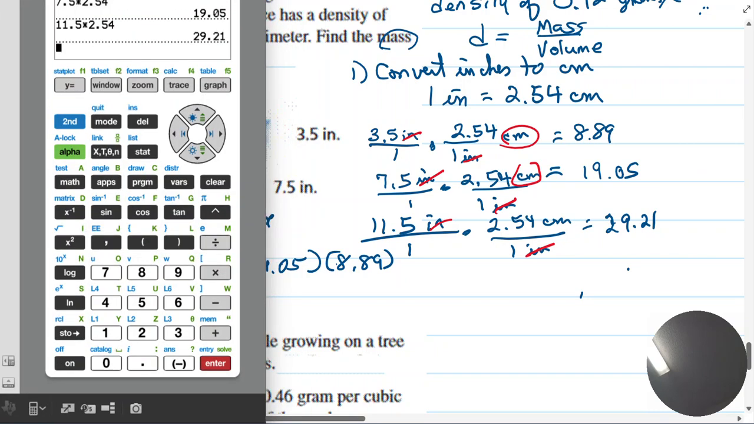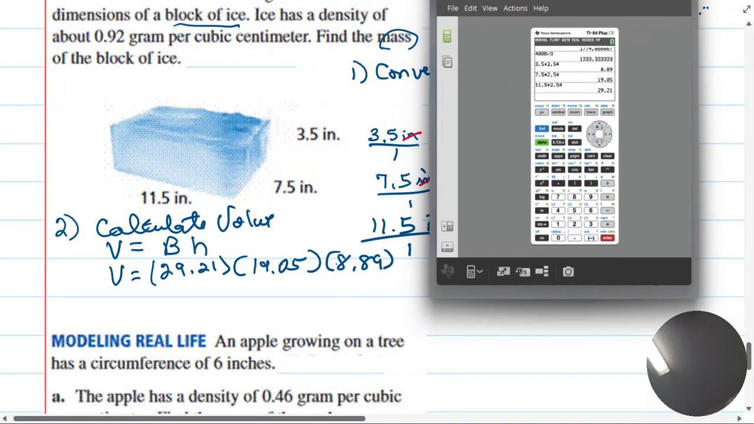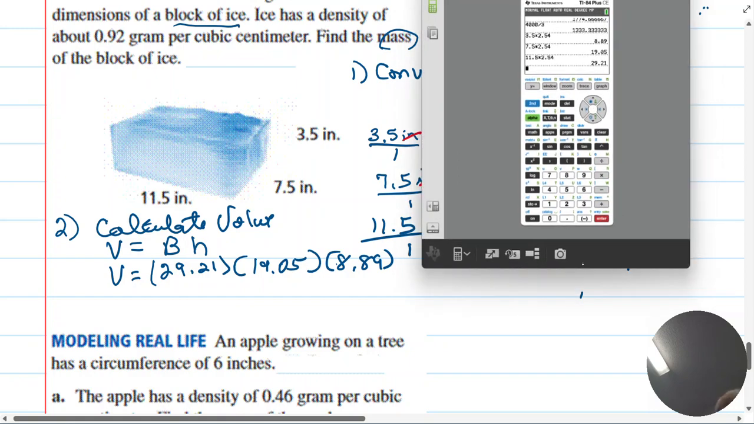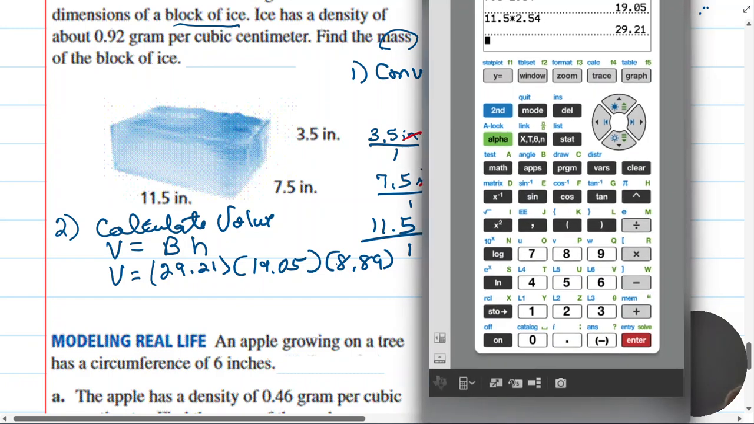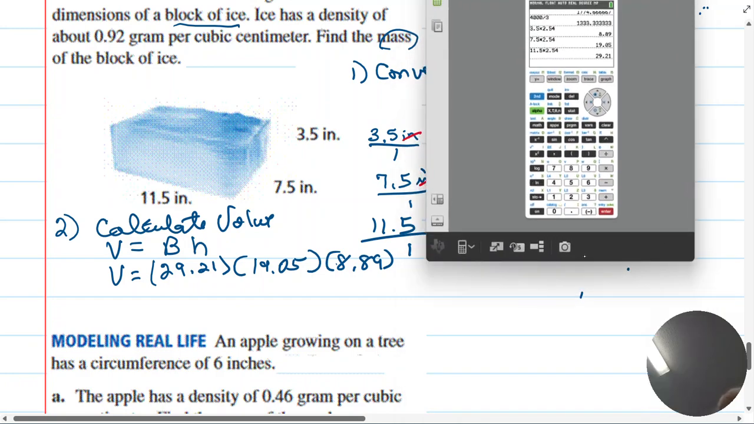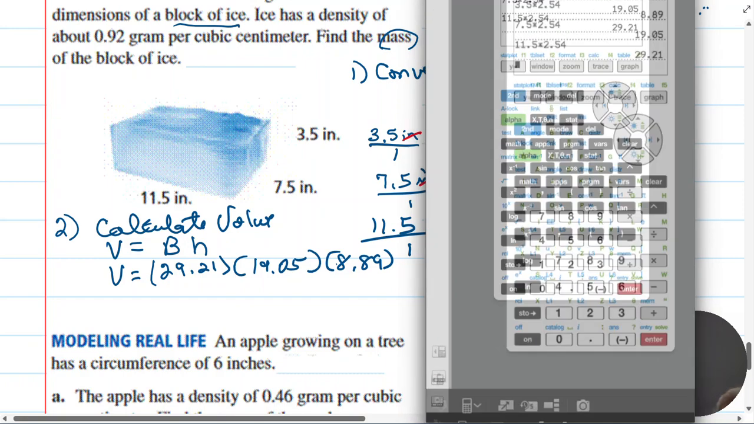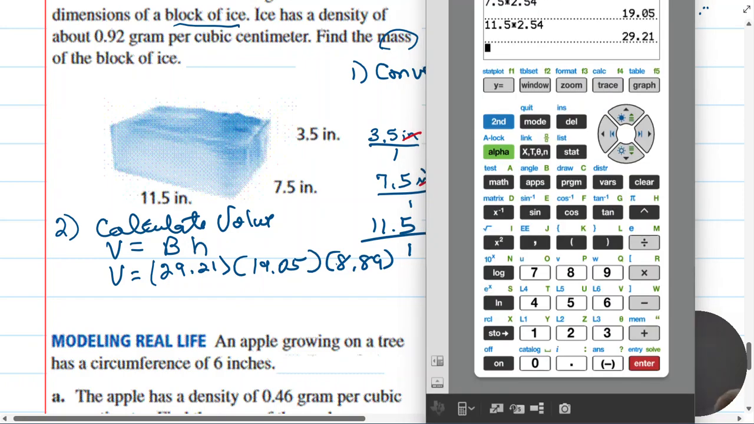Right, and we're going to multiply this stuff. So I'm going to have the 29 and 21 hundredths times the 19 and 5 hundredths times the 8 and 89 hundredths, and enter. And we'll get this number. I'm going to round to 2 decimal places, and this is in centimeters cubed.